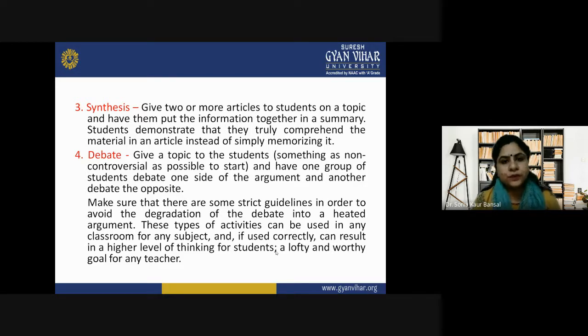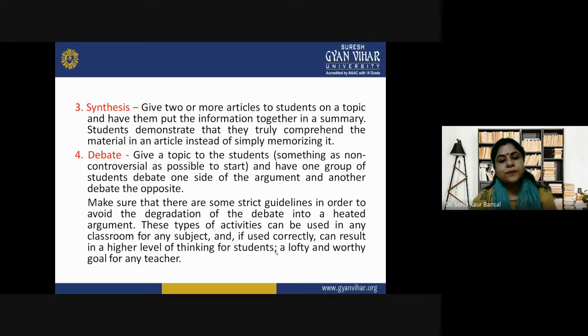The fourth way is debate. Yes, debate is a wonderful way to enhance critical thinking among the students. So give a topic to your students, something as non-controversial as possible to start, and have one group of students debate one side of the argument and another debate the opposite. Make sure that there are some strict guidelines in order to avoid degradation of the debate into heated argument. It should not convert into heated argument.